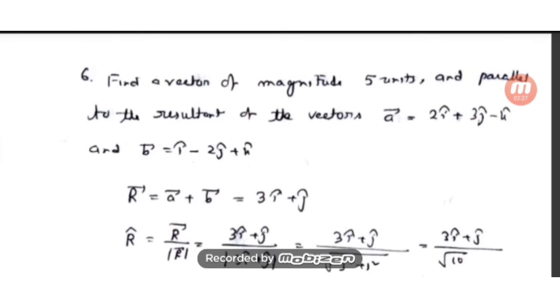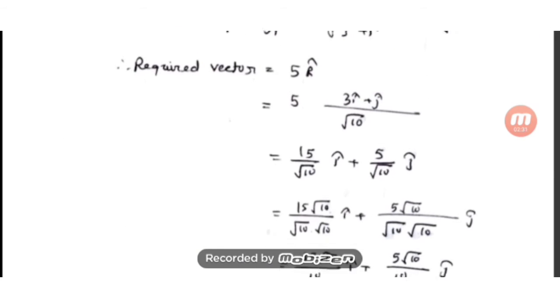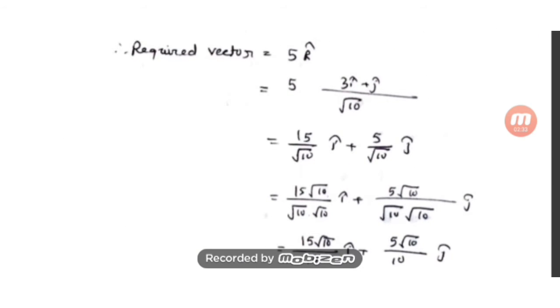What will be the magnitude of r? Under root 3 square plus j cap coefficient 1 square, which is equal to under root 10, so 3 i cap plus j cap by root 10. Now you have got the unit vector, and a vector of 5 unit measure is required. The required vector will be 5 r cap. So 5 I have written, r cap value substituted. Then I have just separated.